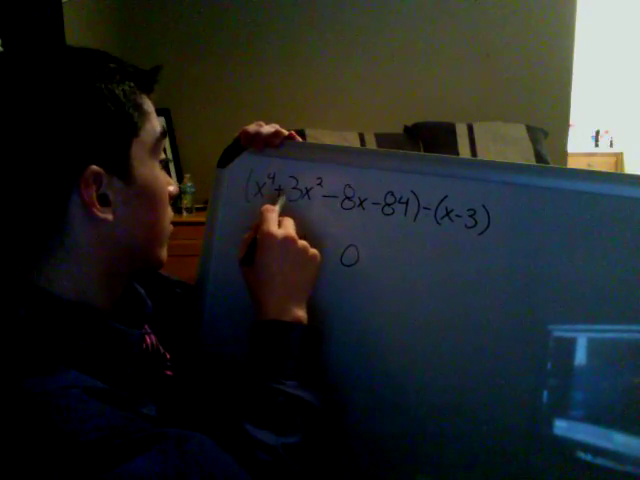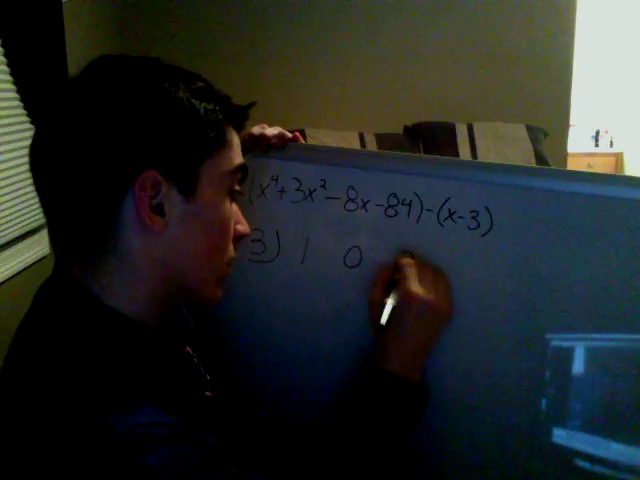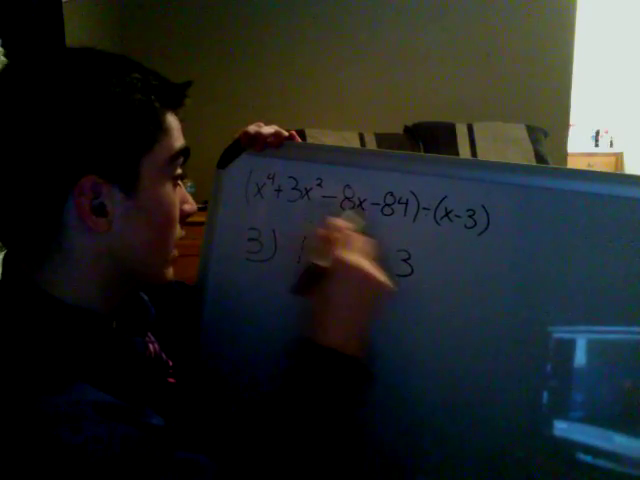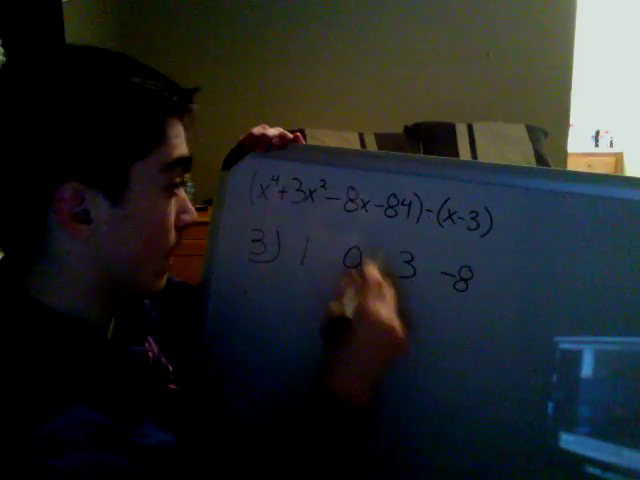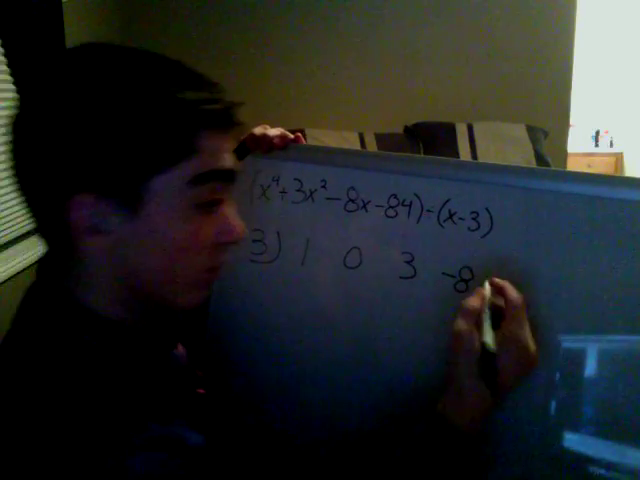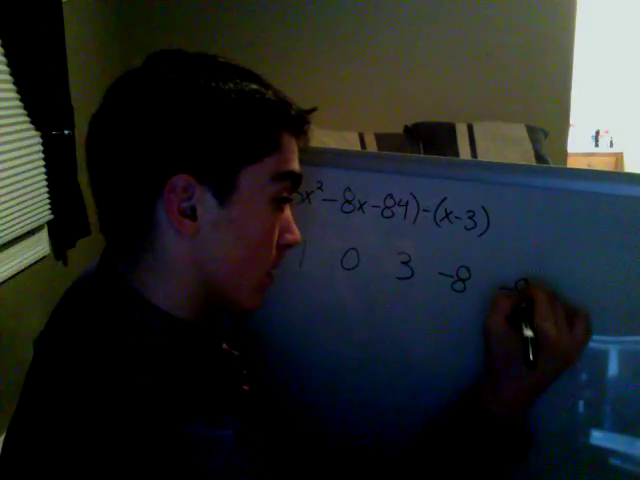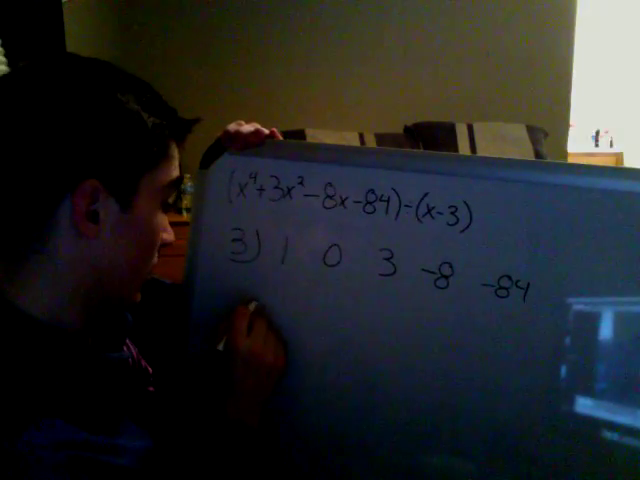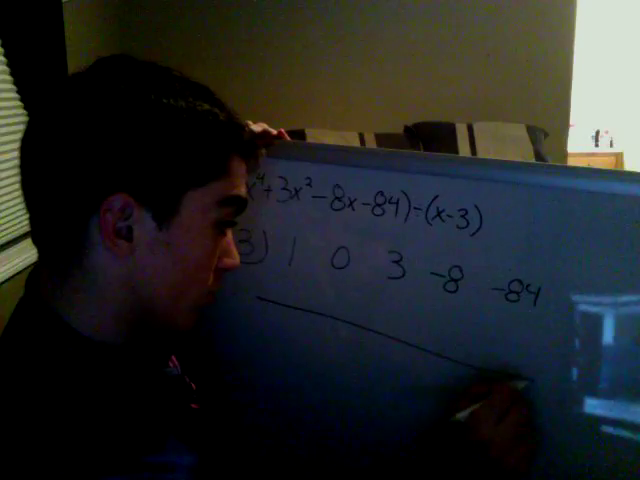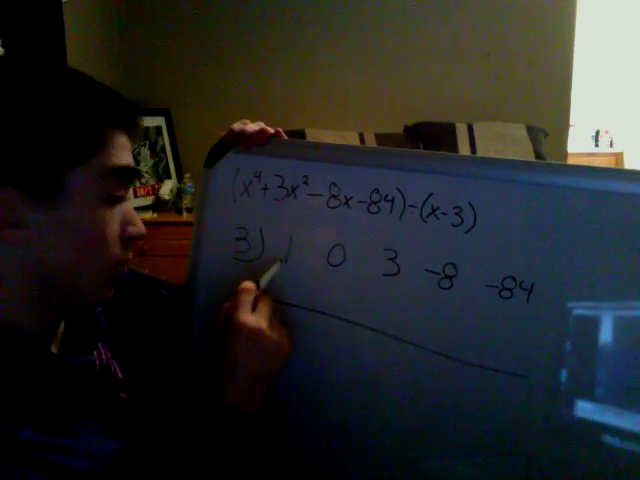Then you move on to 3x squared, and it's obviously 3, that's the coefficient of it. And negative 8x, the coefficient for that is negative 8. And negative 84, you want to add that too. Negative 84.